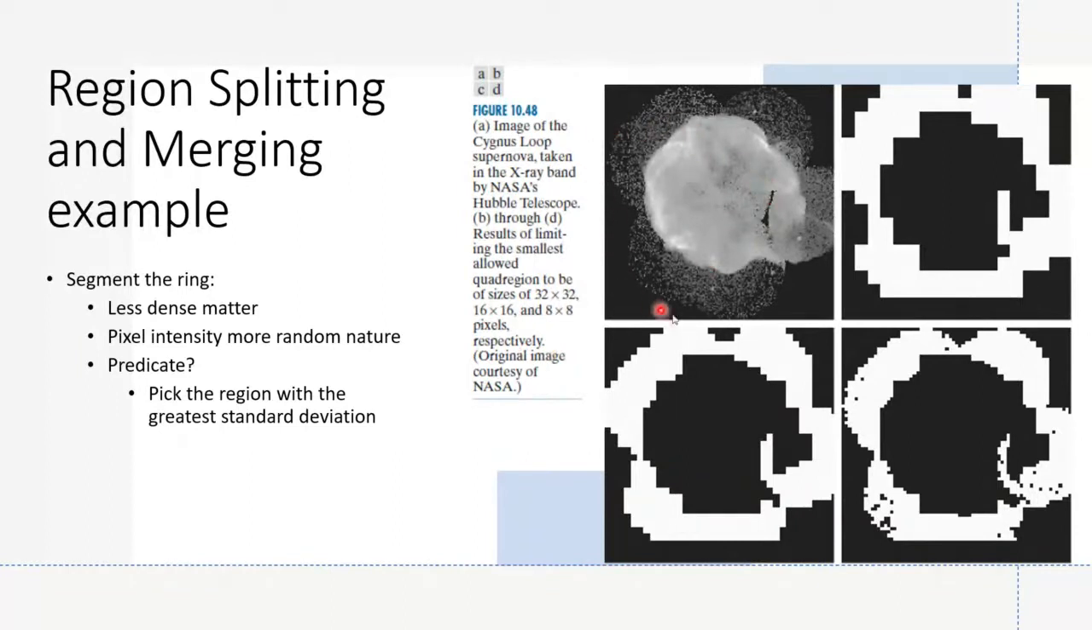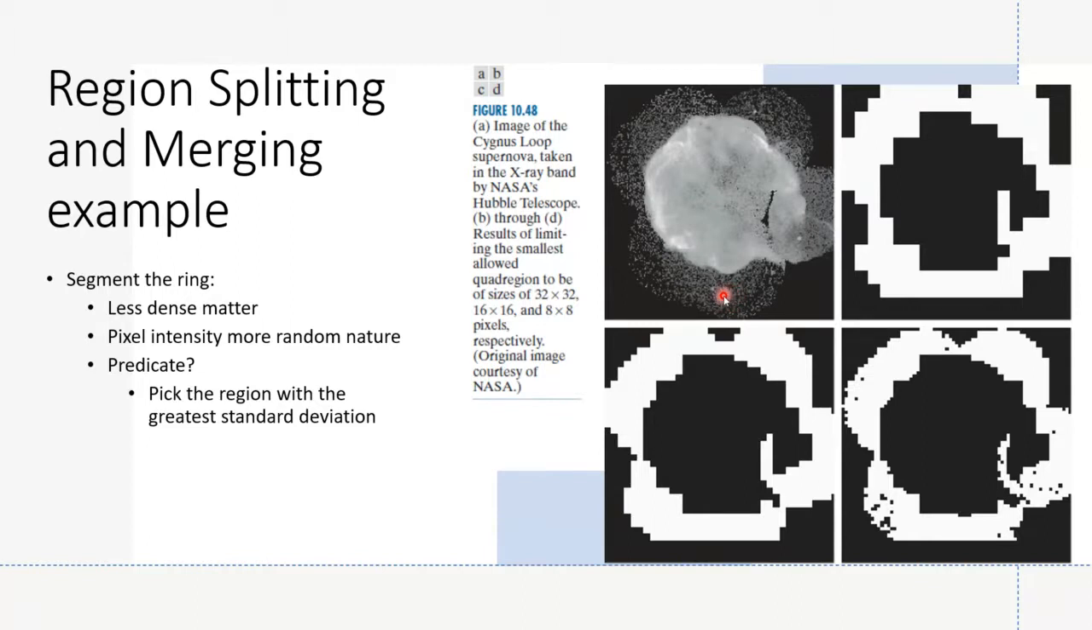The idea is to segment the ring of this image of the Cygnus loop, and that's a cool example. I'll tell you why it's a cool example. What's the characteristic of the ring? It's not color, right? It's texture.